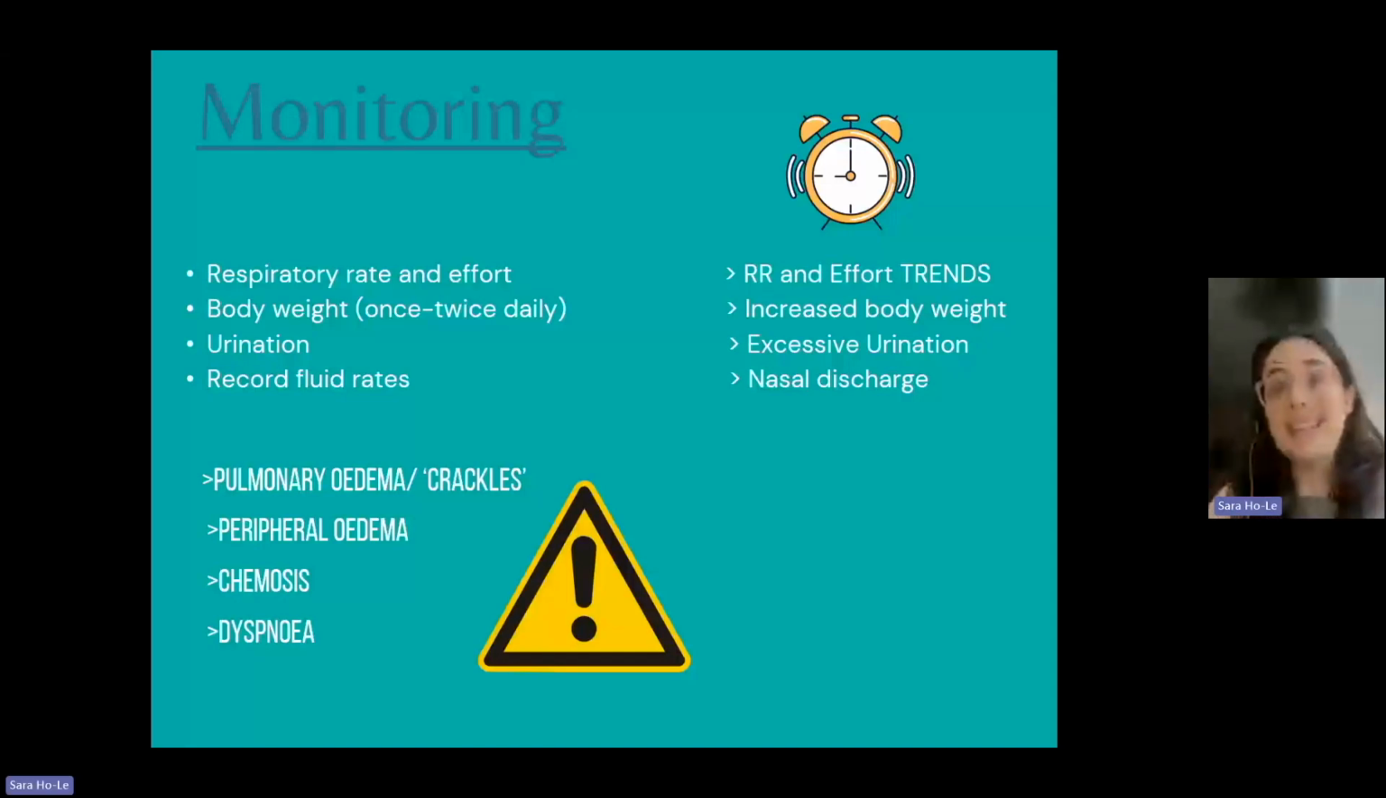The late signs of fluid overload or intolerance are the pulmonary edema, so the crackles, the peripheral edema, so if they're getting nice big old puffy limbs, chemosis, such as puffy eyes, it's where the conjunctiva of the eye becomes puffy with excess fluid. And if we start to see dyspnea, that's difficulty breathing, then we are well into the late stages here.